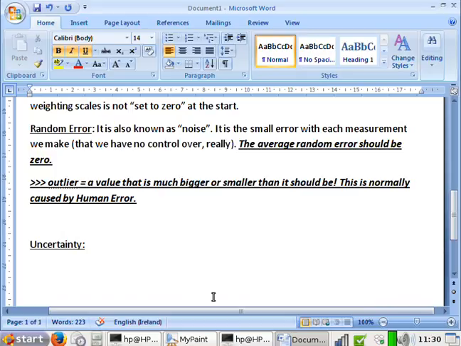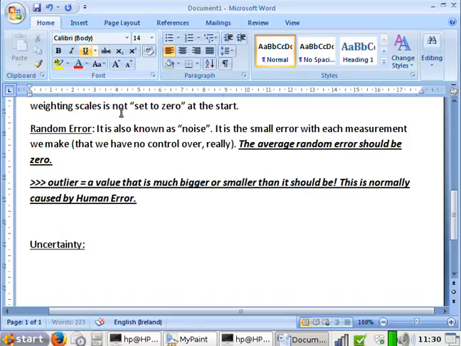Okay. Now what do we know about uncertainty? Do we know the definition? Something to do with equipment. Something to do with equipment, that's for sure. Plus or minus, that's a plus or minus, yes.